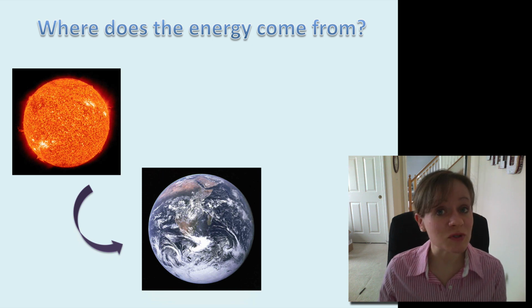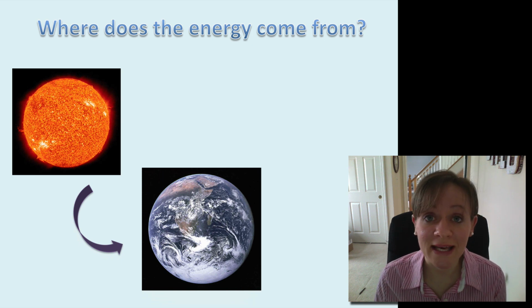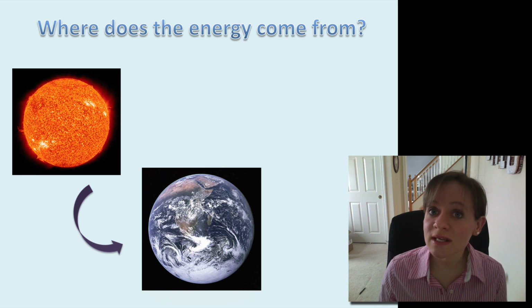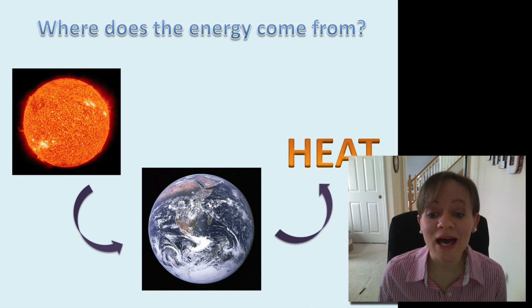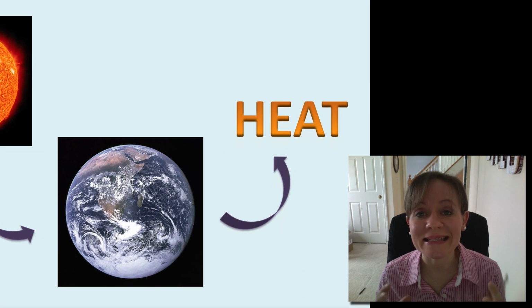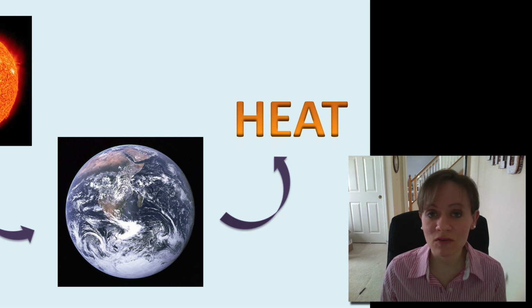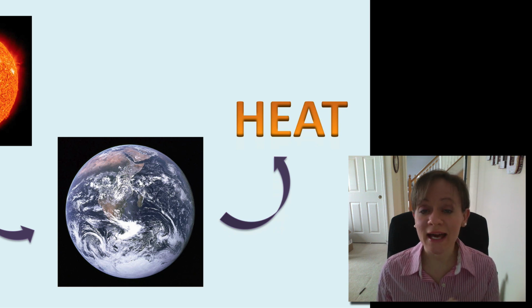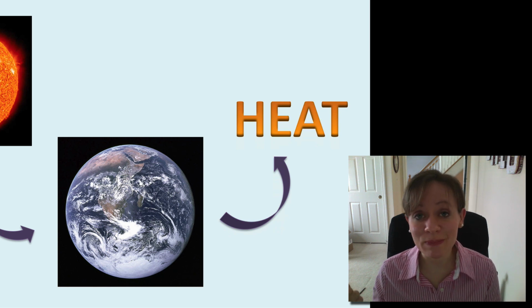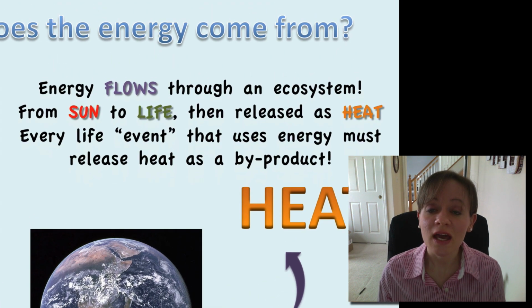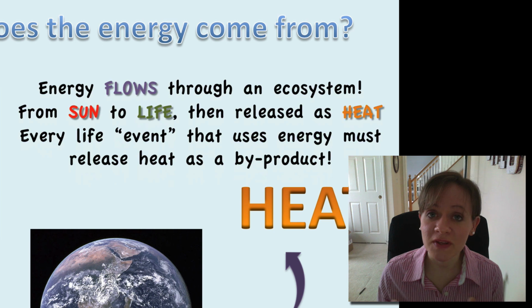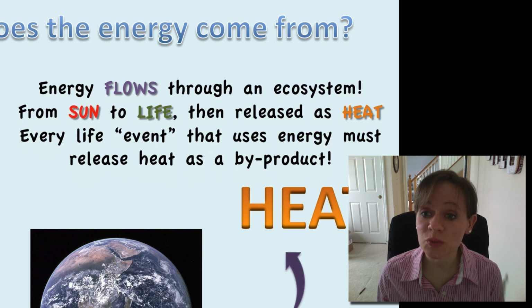And then, you know, animals eat the plants, we go about our daily activities, but then where does the energy go? Well, it actually flows out and it's dissipated as heat. Every metabolic activity you are doing right now is taking energy from the food you eat and it's dissipating it as heat. Energy flows through a system. It flows through an ecosystem from the sun to life, and then it gets released as heat.